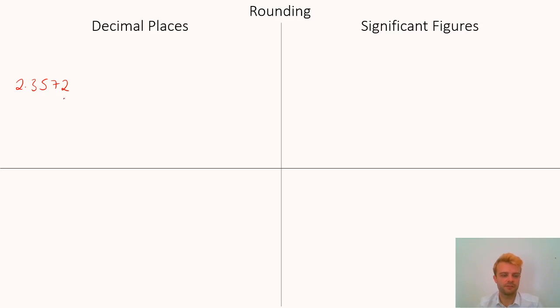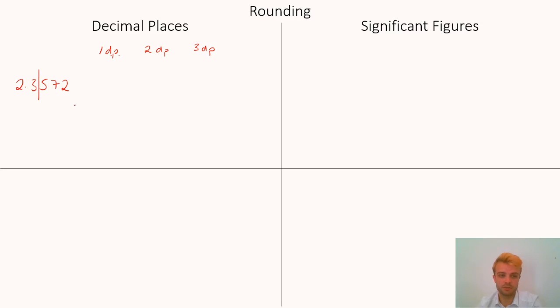And the method for rounding to a certain number of decimal places requires us to know how many decimal places we want to round to. So maybe we want it to 1 decimal place, or 2 decimal places, or 3 decimal places. Now, if I want to take this number and round it to 1 decimal place, then what that means is that this is where I want my number to stop.